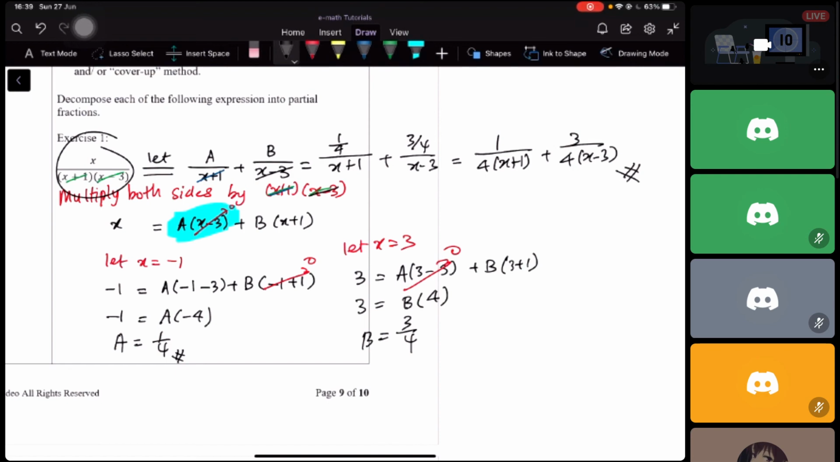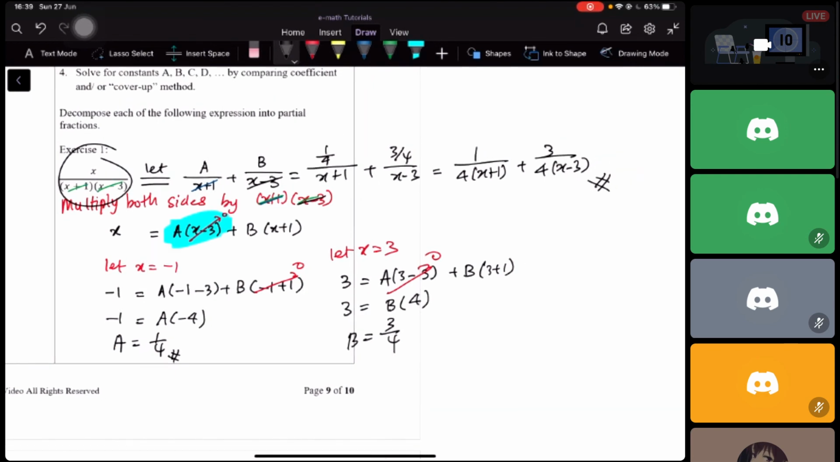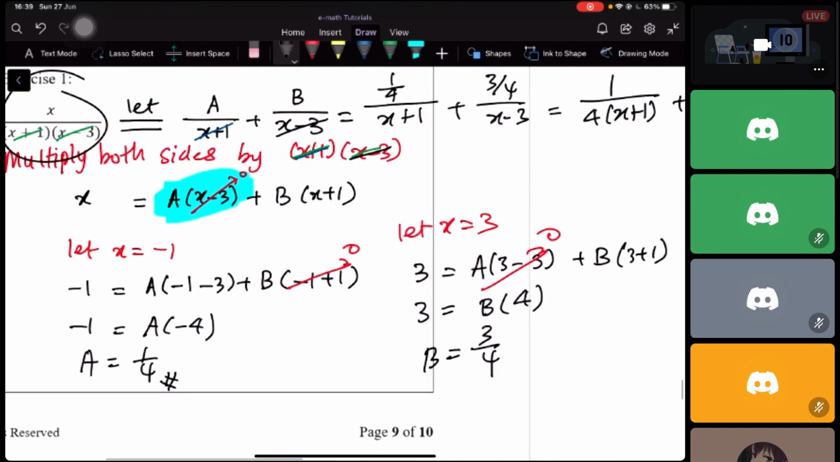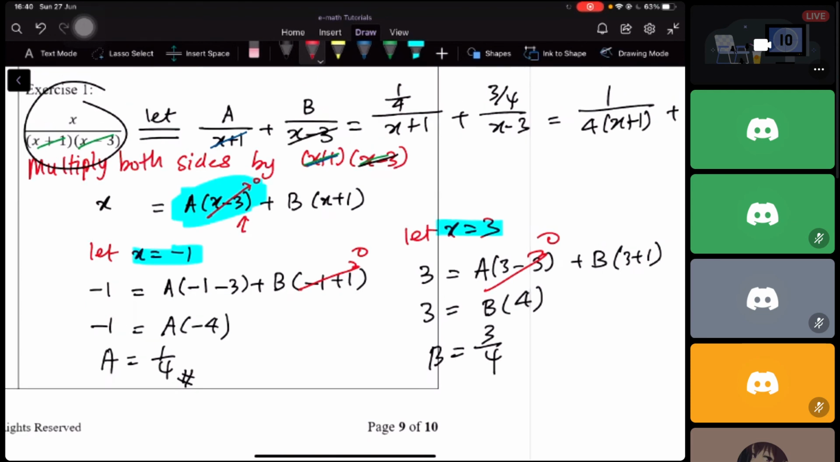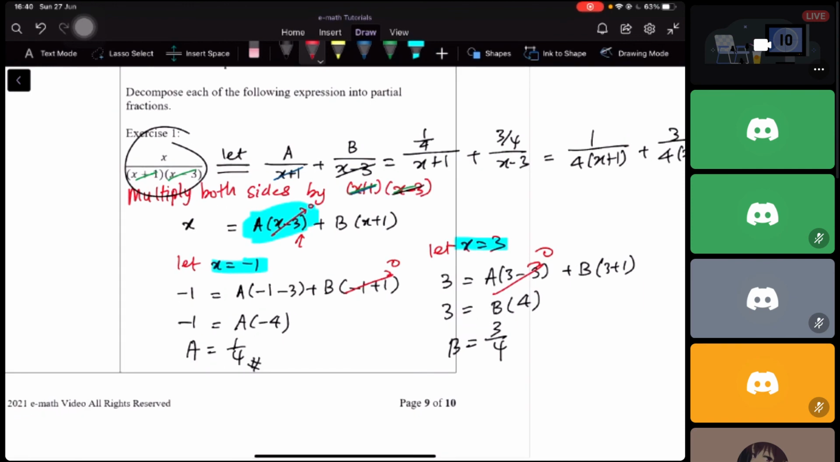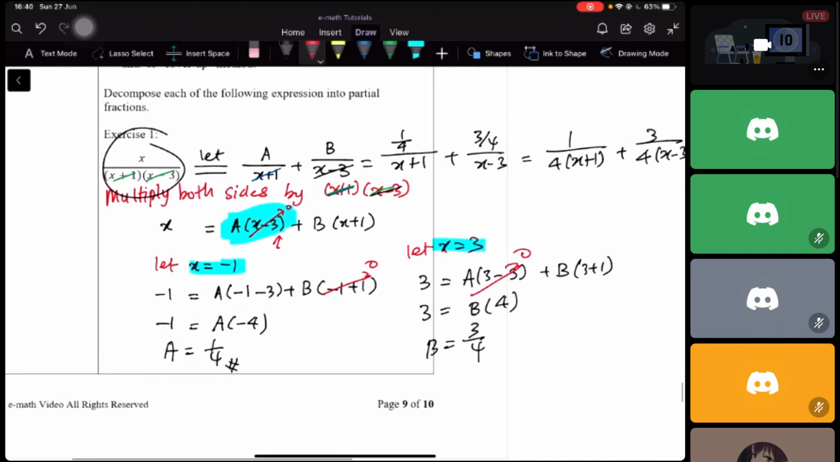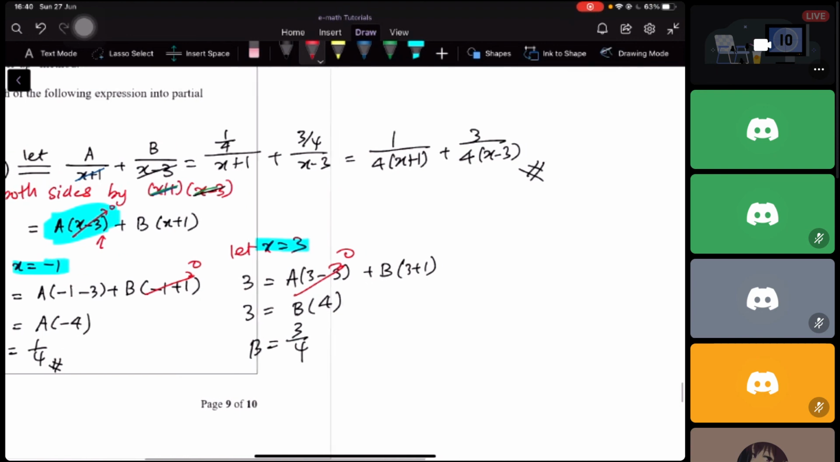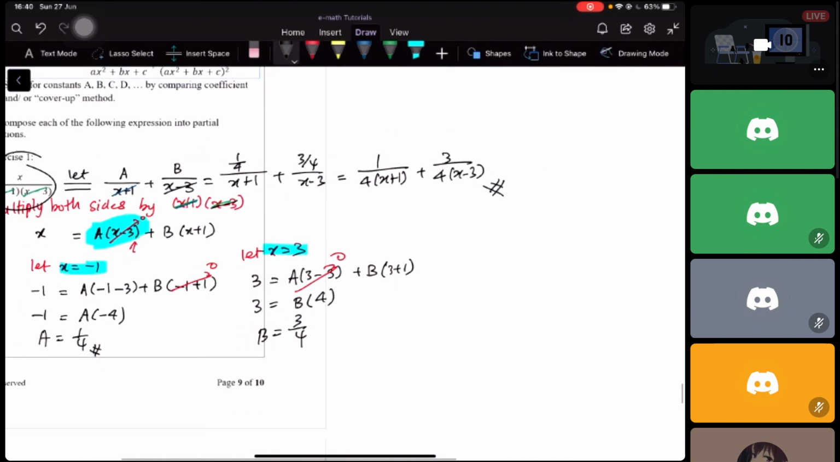Now I show you the second method, which is comparing coefficients. Because sometimes people say, hey, how do I know what I let x equal? Sometimes it is very confusing. Sometimes if your value is not just a whole number, maybe a square root or a fraction or whatever, how do I know what I should let my x be? If you don't know, never mind. Okay, fine. Do the second method.